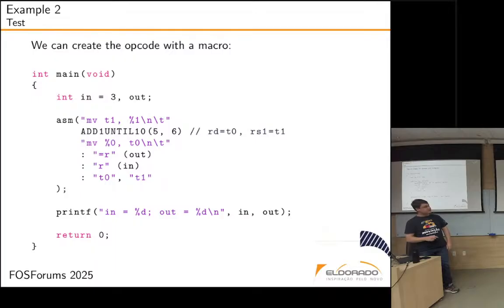Since this macro is doing arithmetic, you need to pass the number of the register. You cannot use nice names like T1 and T0. So you have to convert to like 5 and 6, which is also a bit inconvenient. But there are other ways around it. But to be short today, we'll just keep doing that.